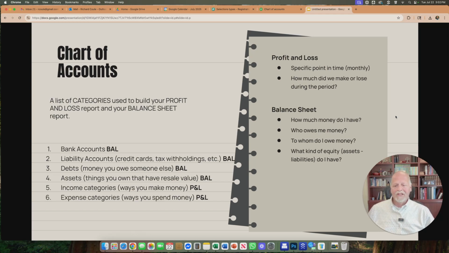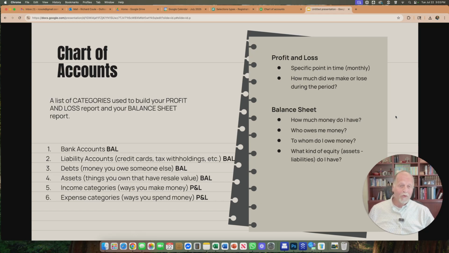And then we have expense categories or ways you spend money. Your expense category can technically be as simple as operating expenses. But remember, these reports are there to give you information so you can make decisions about running your business. And that's why it's important you break them down, but only break them down into categories that are useful to you.